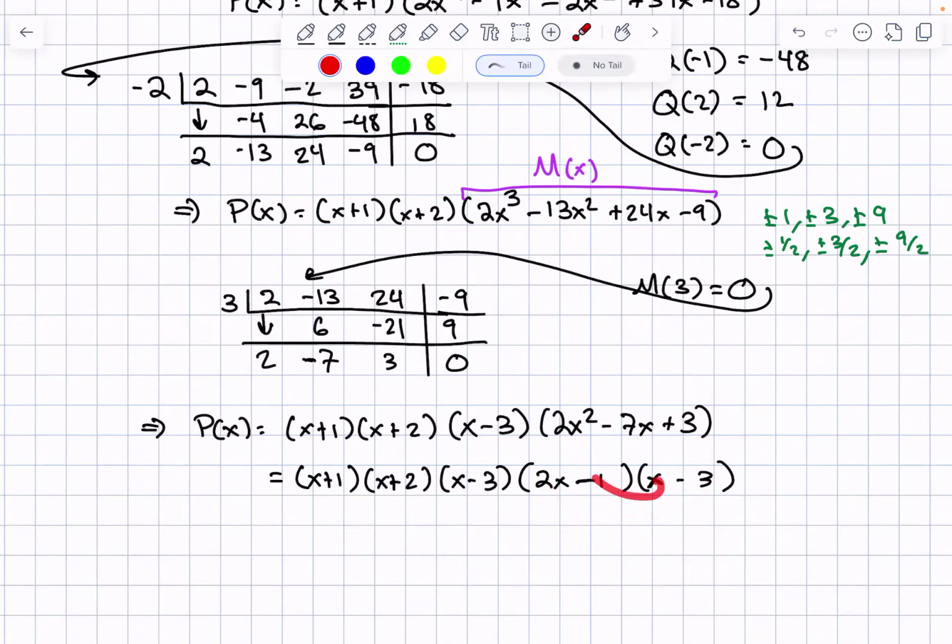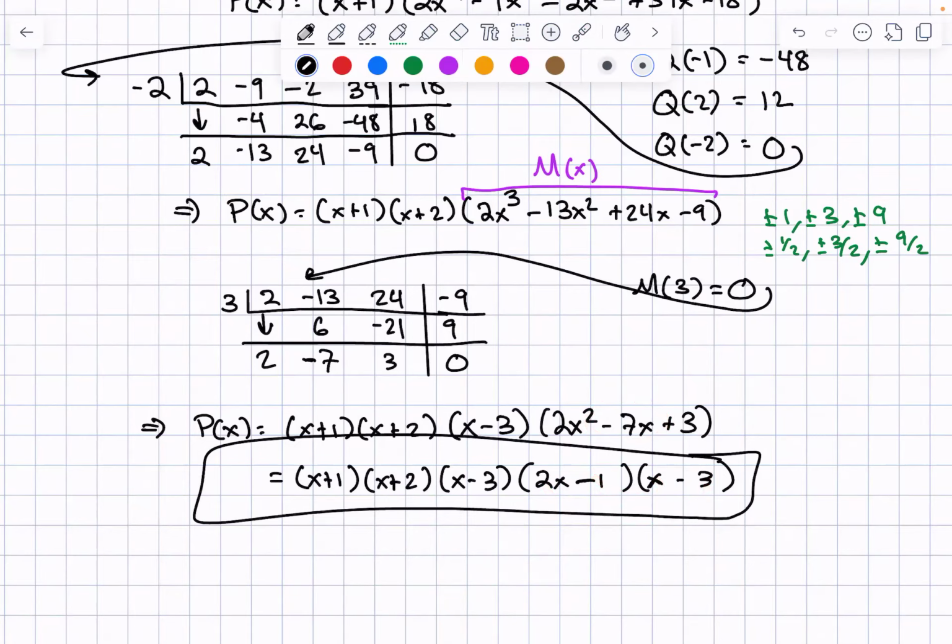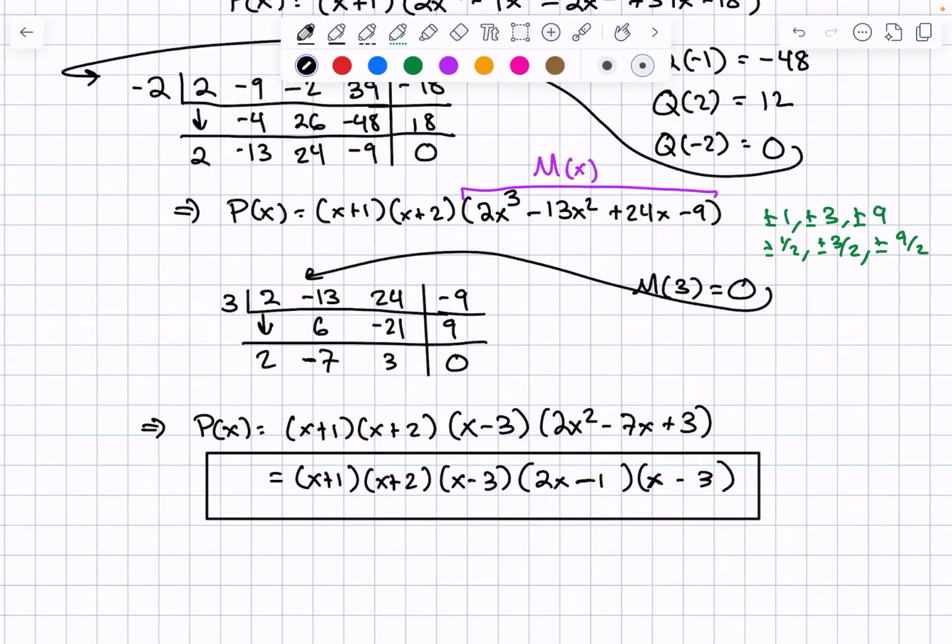Because that'll give me negative x minus 6x, which gives me that negative 7x. And there we have it. That is the factored form of p of x. So that'll do it for this one.